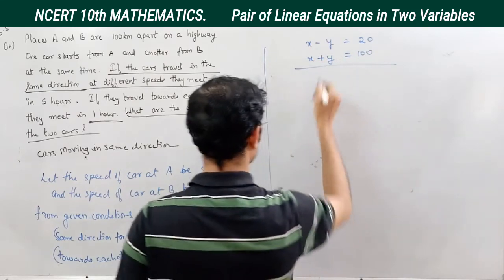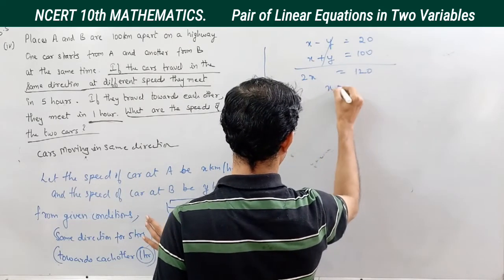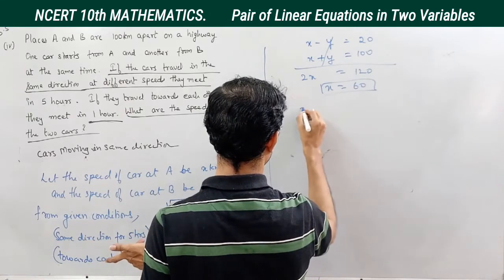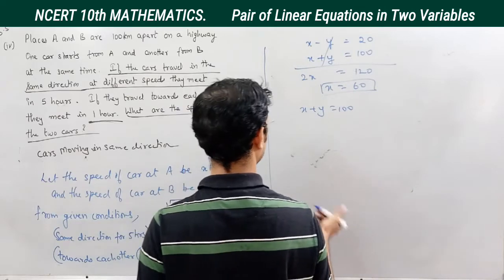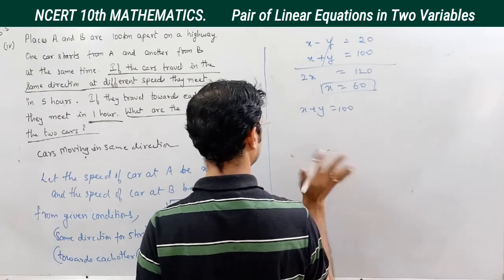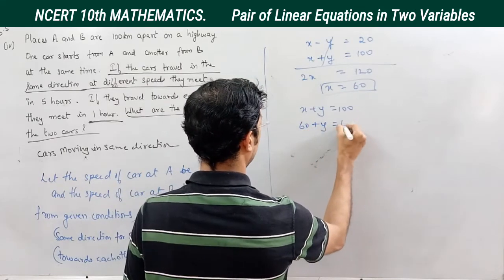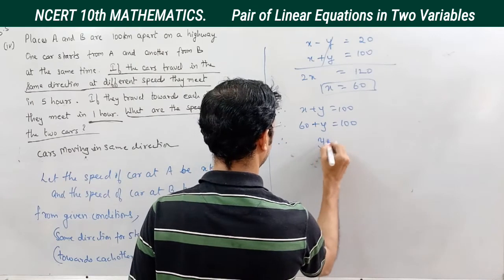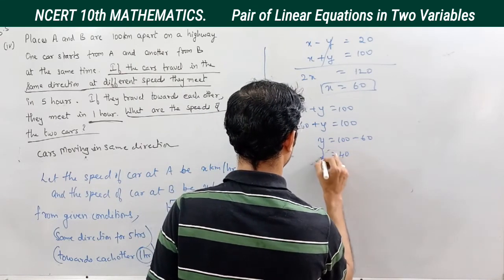Now let us eliminate. We add both of them. So it is 2x is equal to 120. So x becomes 60. When x equal to 60, let me take x plus y equal to 100. This is the second equation. I will put the value of x into the second equation. So this is 60 plus y equal to 100. Therefore, y is equal to 100 minus 60, that is equal to 40.